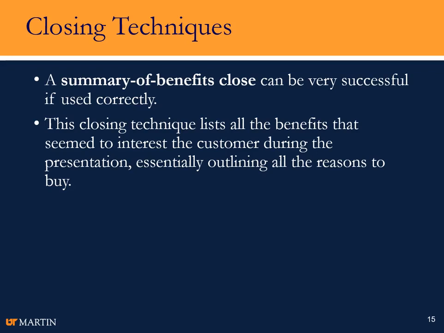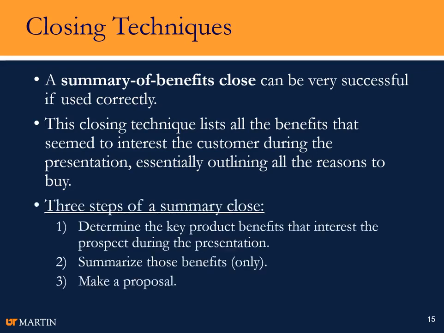The next closing technique we want to talk about is the summary benefits close. This is a great one if you use it correctly. In this closing technique, you're going to list all the benefits that seemed to interest the customer during your presentation, obviously glossing over the ones that didn't interest them, and you're going to determine the key product benefits. You're going to summarize those benefits. You're only going to talk about the benefits, then you're not going to talk about features. You're not going to talk about advantages.